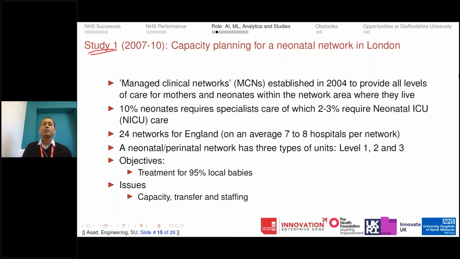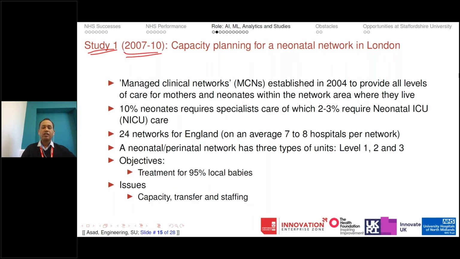Now I'm going to go through some of the case studies I was previously involved in, but I'll go through them very quickly as time might not allow me to talk much about them. I will try to show you how artificial intelligence, machine learning, analytics, statistical and mathematical modeling, and simulation techniques can provide very efficient solutions to many NHS problems, particularly in terms of care process management and delivery operations of the NHS.